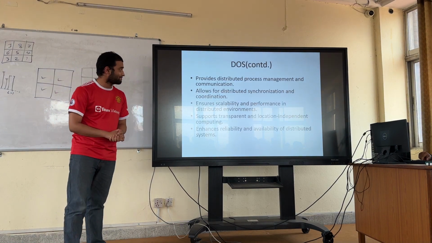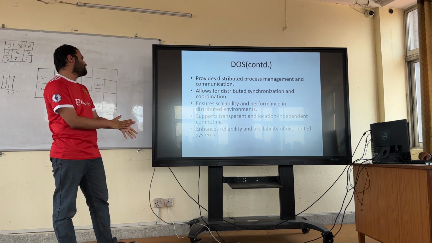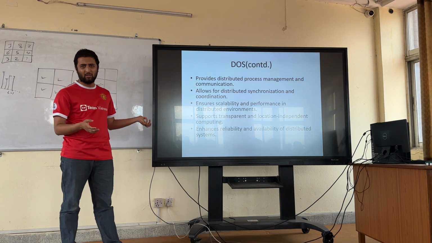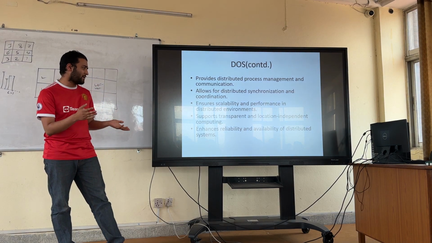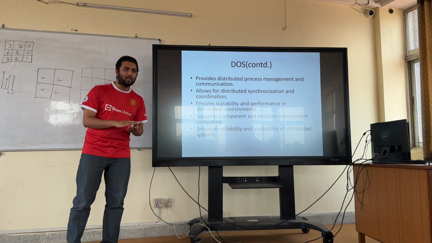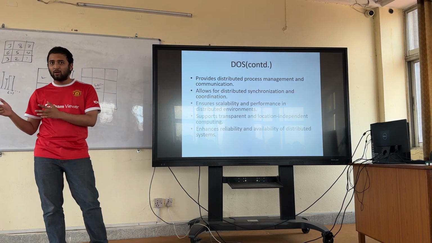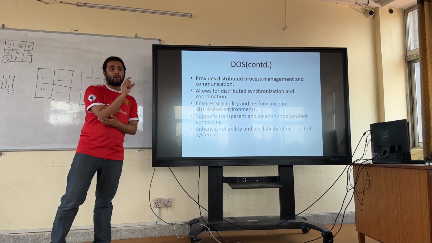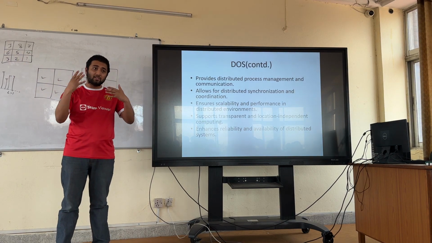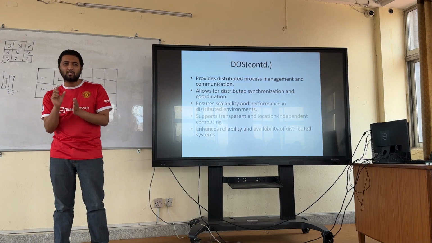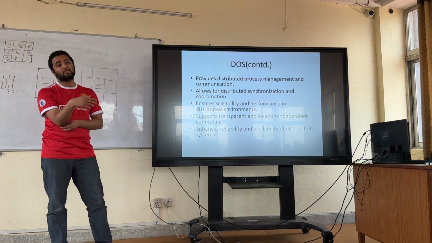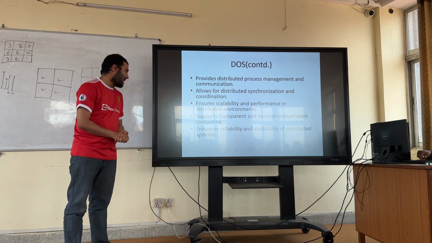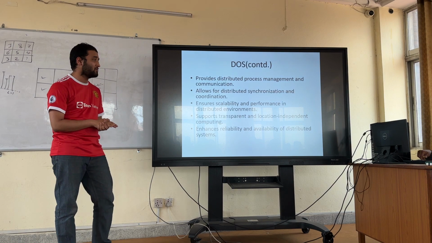Next slide please. So it provides distributed process management and communication. Synchronization and coordination are allowed in this type of OS. There is transparency and location-independent computing. That means we don't need to know where our task is being done. The task is done by giving the task or a function to any computer inside the distributed OS, but the location or specificity is not needed in this type of OS, and it enhances the reliability and availability of the distributed system. Next slide please.